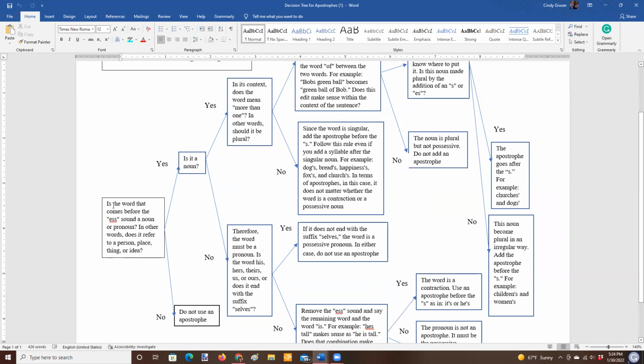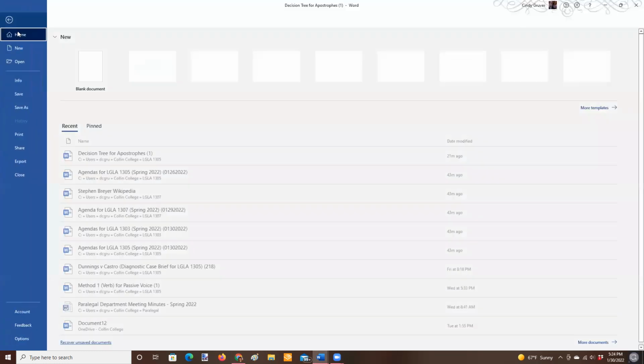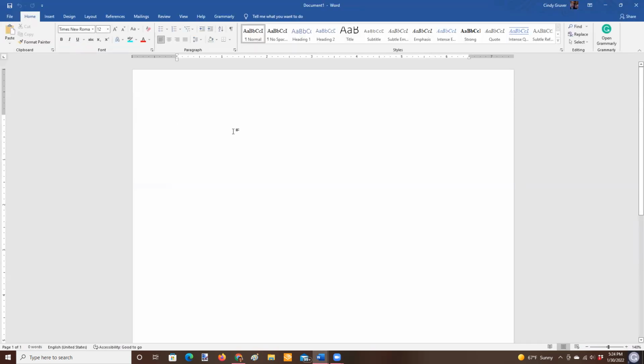So let's look at the first question. Is the word that comes before the S sound a noun or a pronoun? Okay, so let's pause for a second. Let's consider here a word, we'll say, this is the word apples. That's the way it sounds to our ears, apples. Now the question we're trying to decide is, should we write it like this with no apostrophes, or should we write it like this with an apostrophe S, or should we write it like this, S apostrophe?